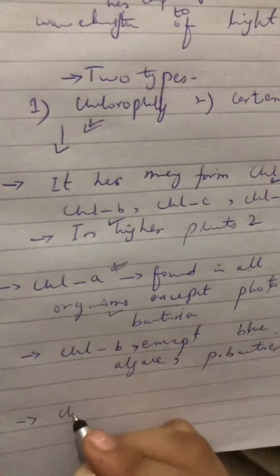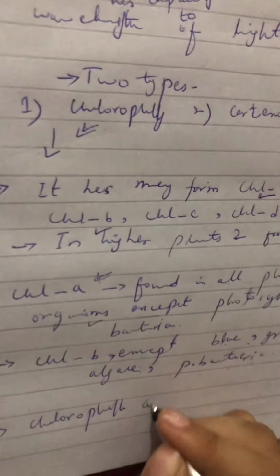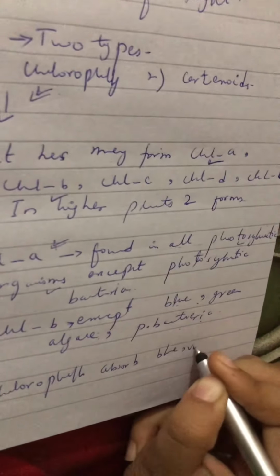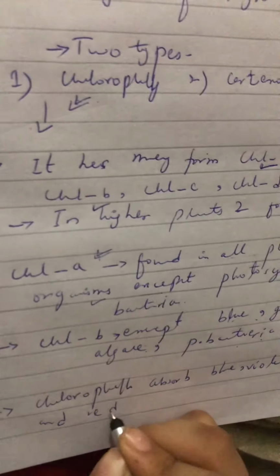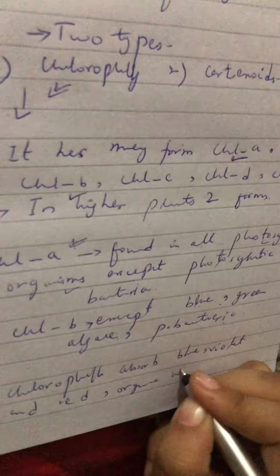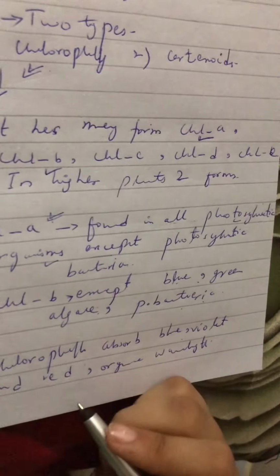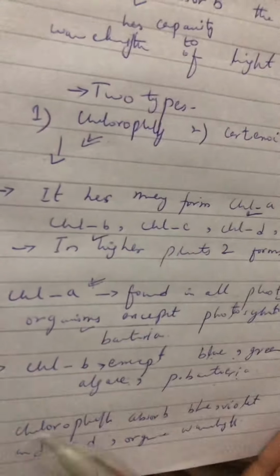Now, chlorophyll absorbs blue, violet, red and orange light. Red and orange wavelength of light, we can say. Chlorophyll absorbs blue, violet, red and orange wavelengths of the light.